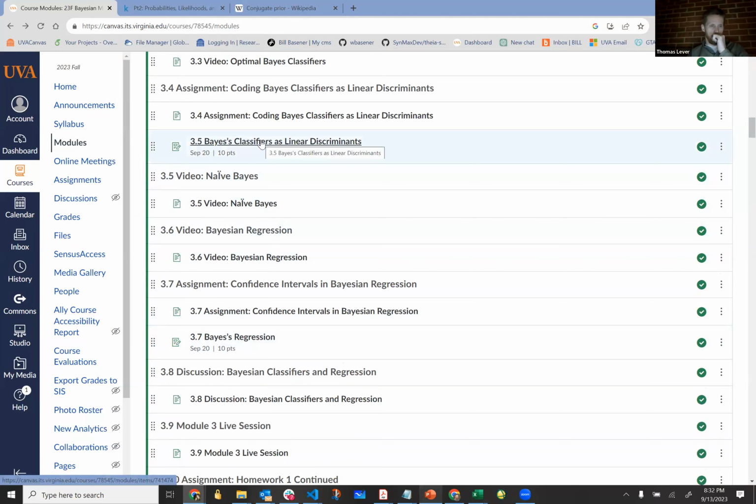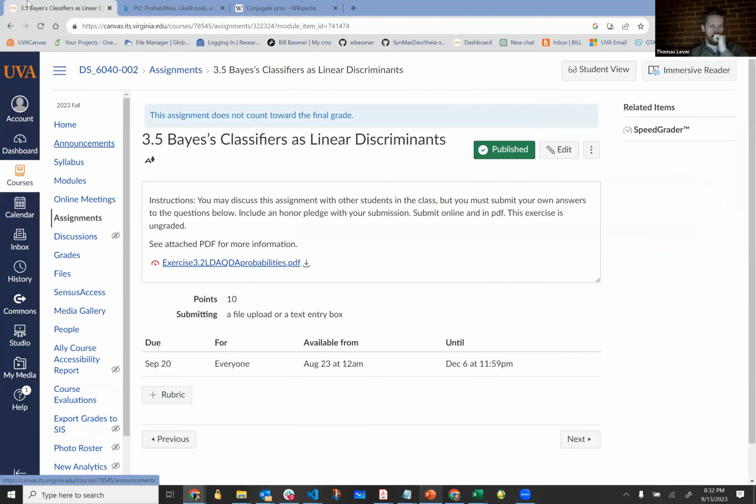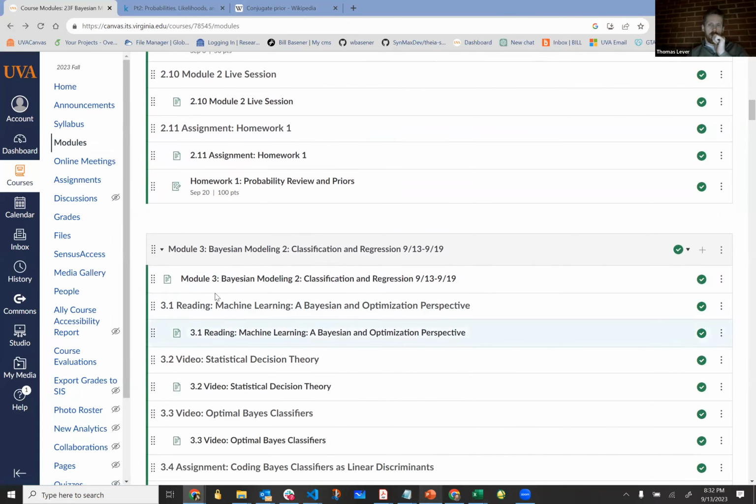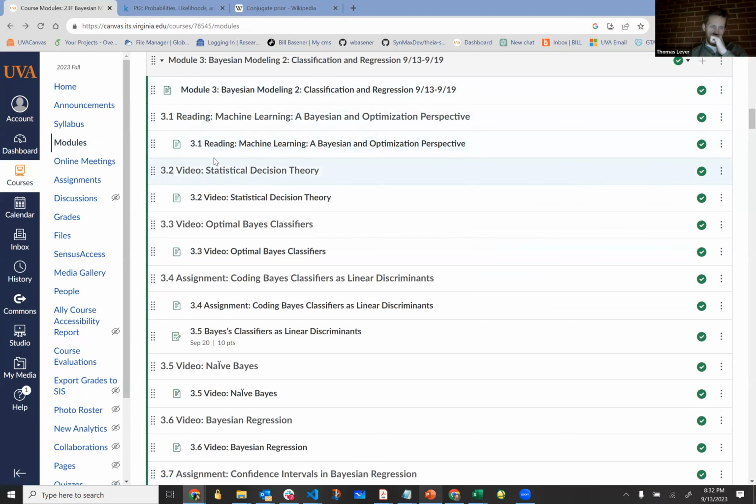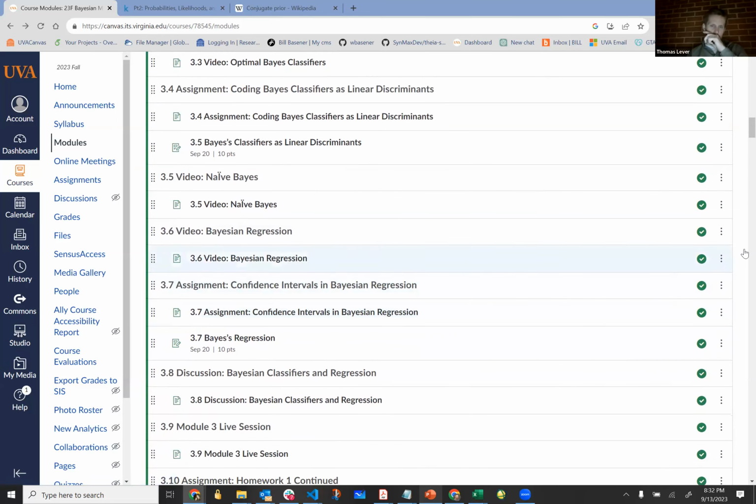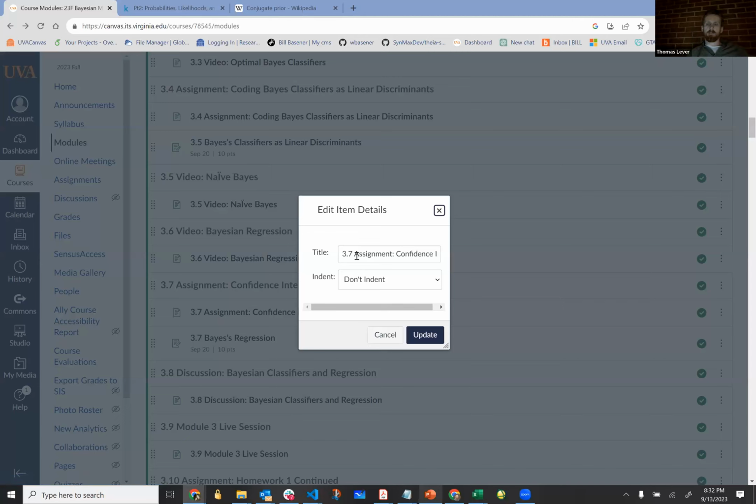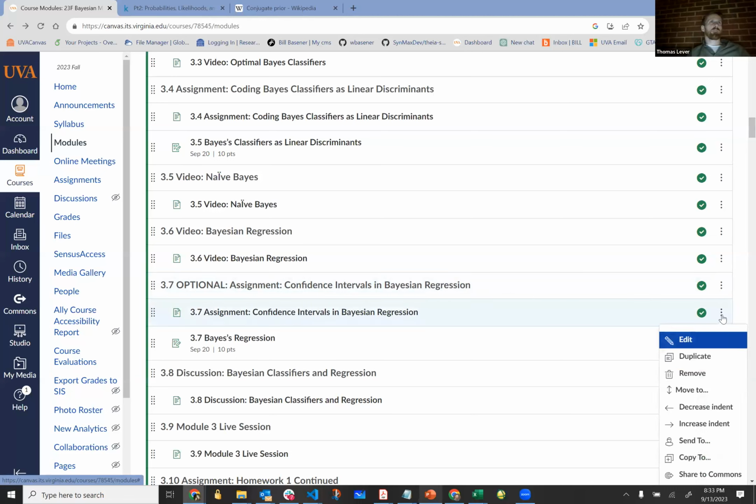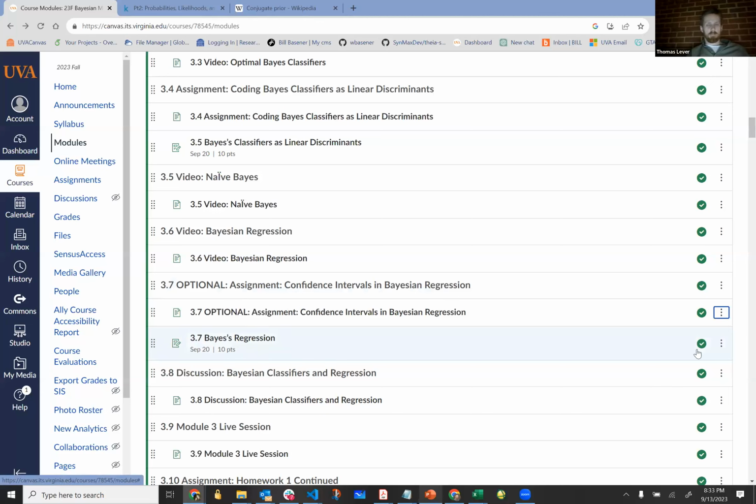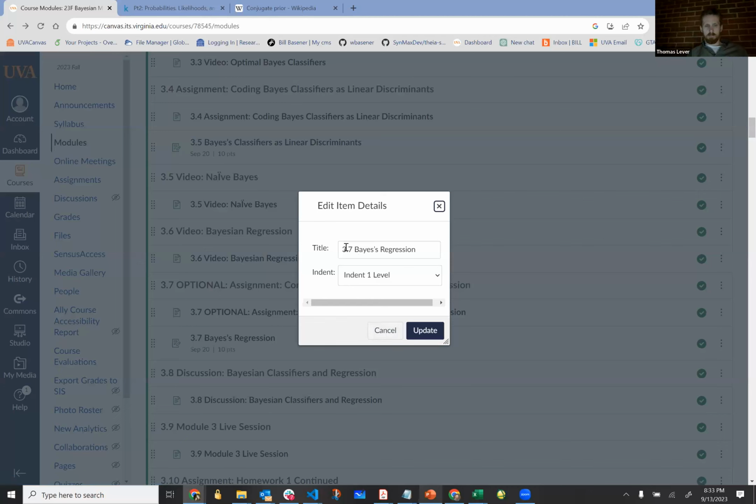Let me just double check this. Yeah, okay, I like that assignment, that's fun. So 3.5 is required: reading, video, assignment. That's required. Some of these are optional, and I really need to make sure that I make it glaringly obvious that these pieces are optional.